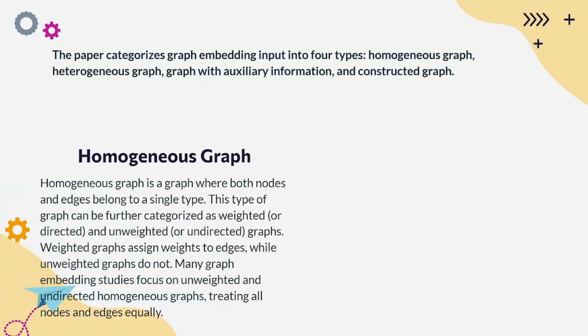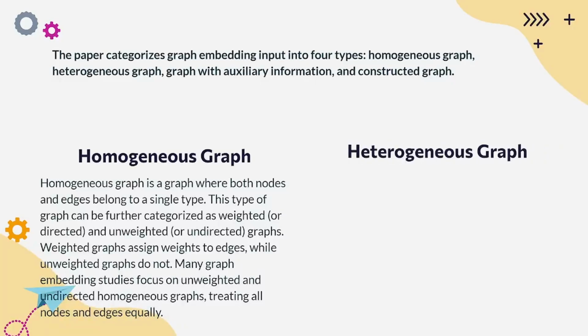The homogeneous graph is a graph where both nodes and edges belong to a single type. This type of graph can further be characterized as weighted and unweighted. Weighted graphs assign weights to the edges, while unweighted graphs do not have weights. Many graph embedding studies focus on unweighted and undirected homogeneous graphs, treating all nodes equally.